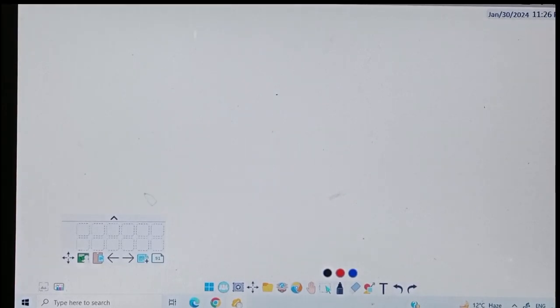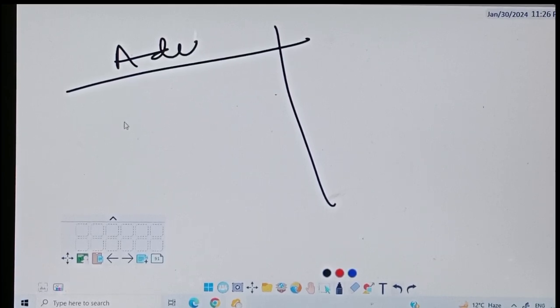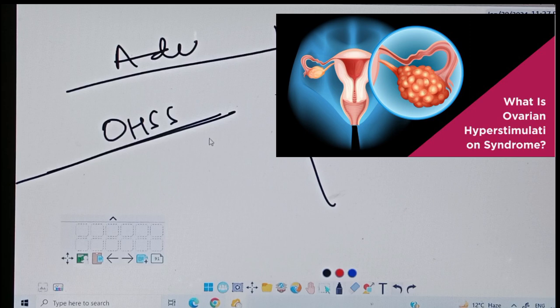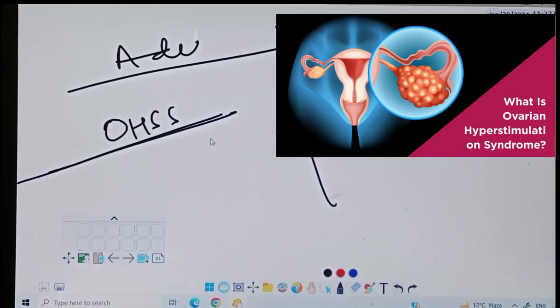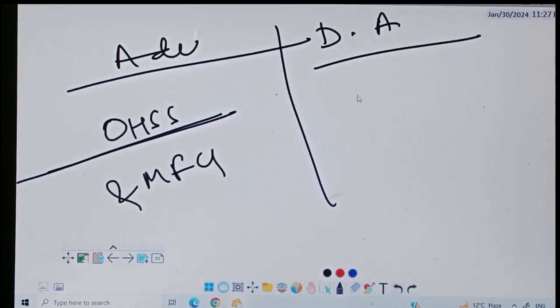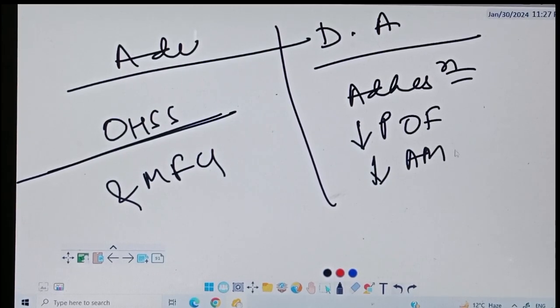Next, we will know what the advantages and disadvantages are. What is the advantage of this process? Since we are not using the ovulation induction drugs, there is no risk of ovarian hyperstimulation syndrome. We'll talk in the next slide about what ovarian hyperstimulation syndrome is. But for the time being, we have to know that there is no risk of OHSS and multifetal gestation. Next, what is the disadvantage? The disadvantage can be adhesion formation, and with excessive destruction of the ovarian theca, there can be premature ovarian failure and decrease of AMH levels.